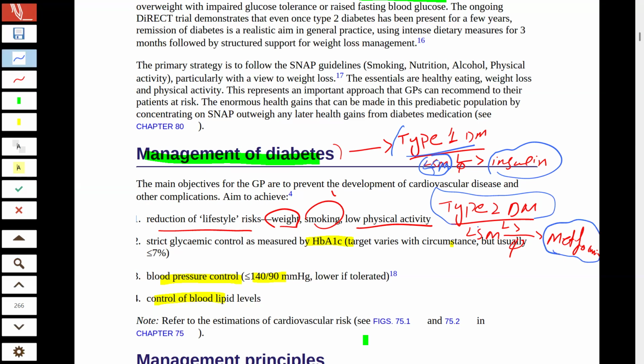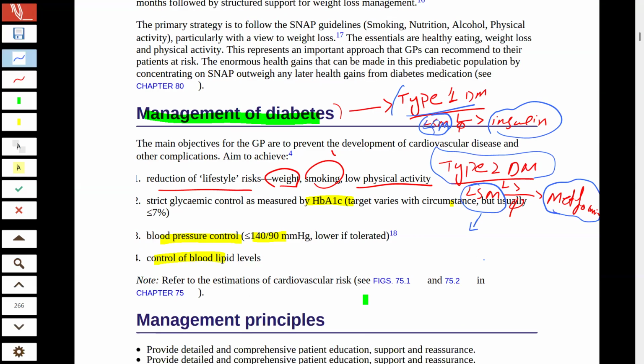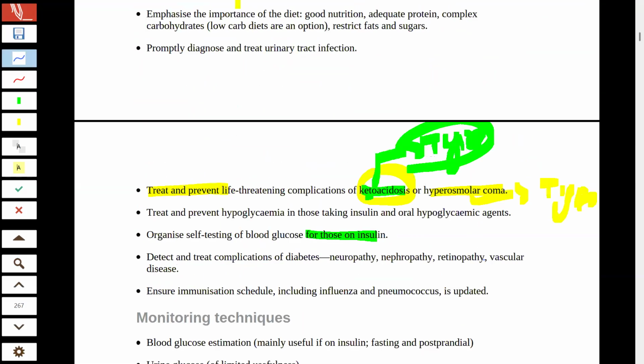This is an MCQ. Before going to metformin, the same as type 1, we will go for lifestyle modification. And if lifestyle modification is ineffective, then we will start monotherapy with metformin. And if monotherapy is ineffective, then we will add a second drug. I will discuss the guideline with you, how you will add accordingly. Treat and prevent patient complications: ketoacidosis in type 1, and hyperosmolar coma, a complication of type 2.